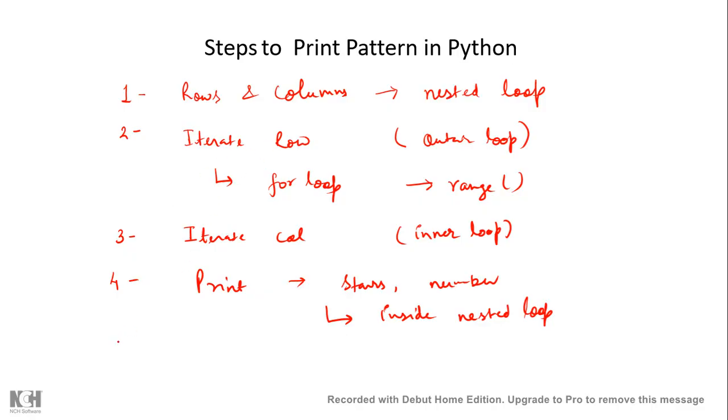Then the fifth step is that you add a new line. Remember, if you do not add this new line, all the elements will be printed in one line. Okay, and we want to print a pattern. So this new line will be done for the outer loop after each iteration. Let us see this in the program, how we are going to follow these steps.